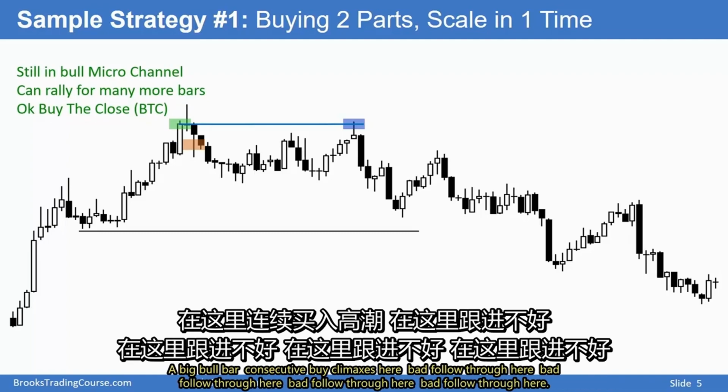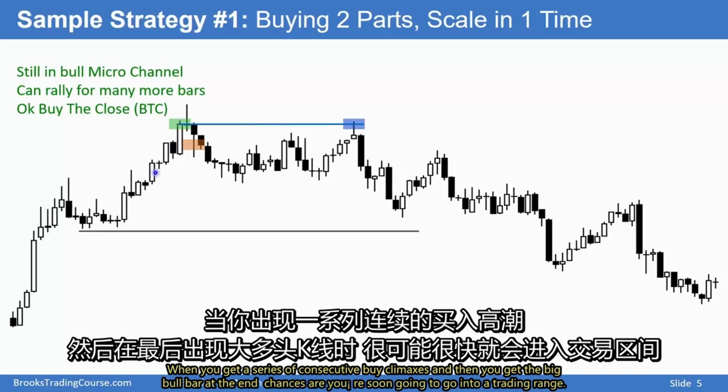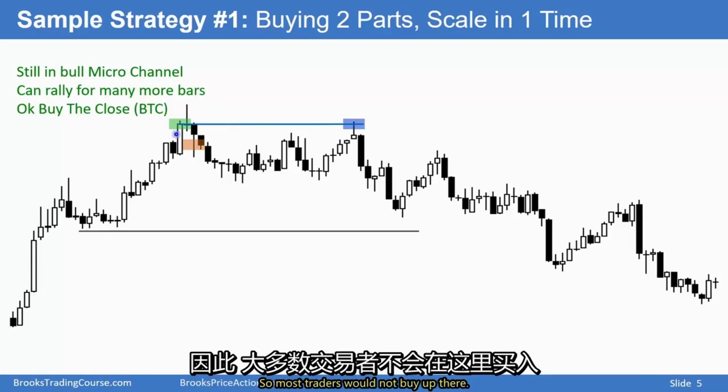A big bull bar, consecutive buy climaxes here, bad follow through here, bad follow through here, bad follow through here. You know, when you get a series of consecutive buy climaxes and then you get the big bull bar at the end, chances are you're soon going to go into a trading range. So most traders would not buy up there.